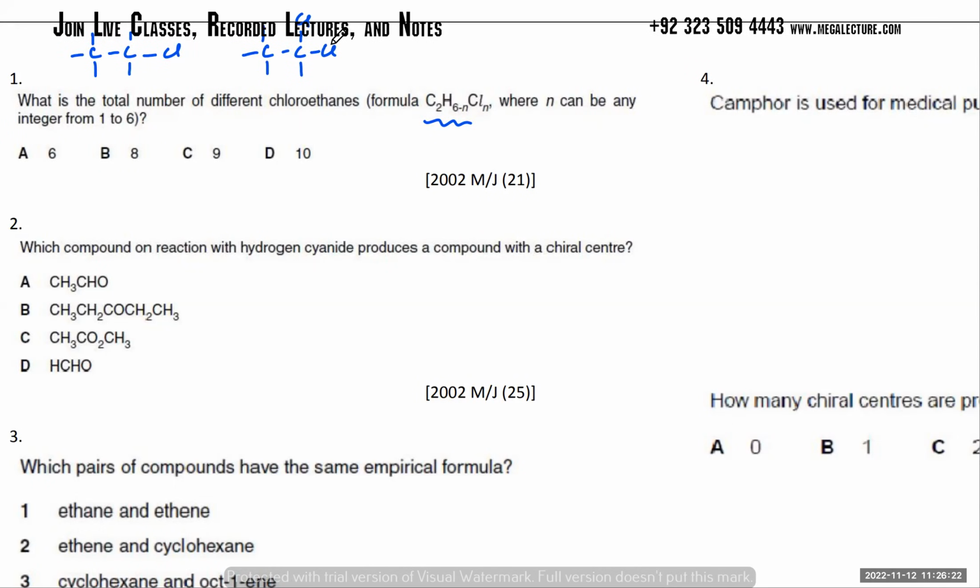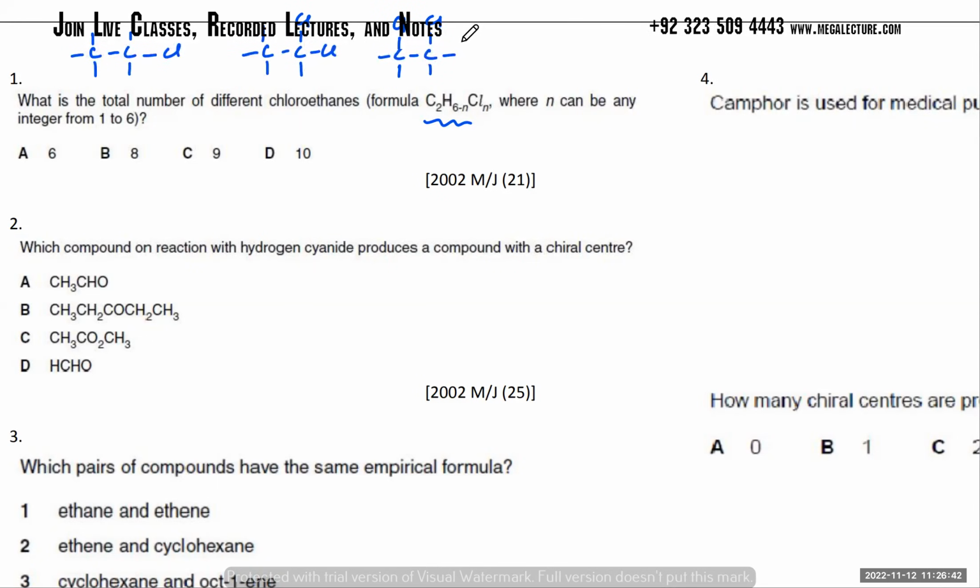There's going to be another one, where you might have 2 Cls on 2 separate carbon atoms. Is that clear? Yes. So if n is equal to 2, there's going to be 2 structural isomers.